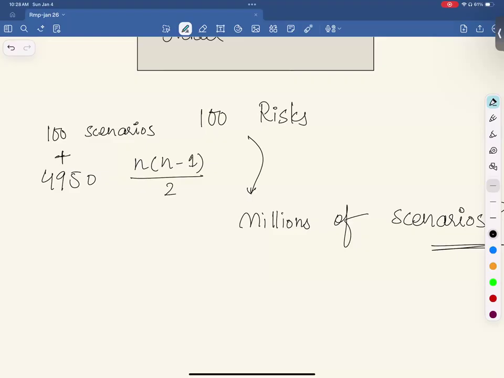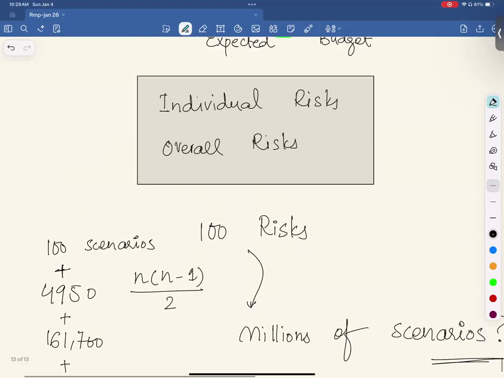If 3 risks are occurred out of 100, then it would be 161,700. So you see, that's why I said millions of potential scenarios. So Monte Carlo simulation analyzes all these potential scenarios and it picks one, the most probable scenario. If 4 risks are occurred, it would be 3.9 million. And if 5 out of 100 risks occur, you can imagine.